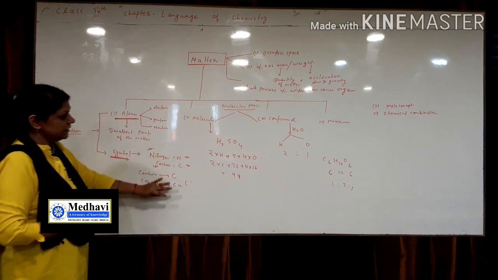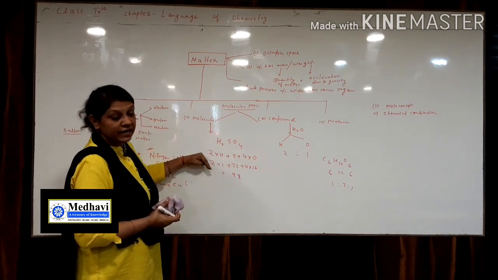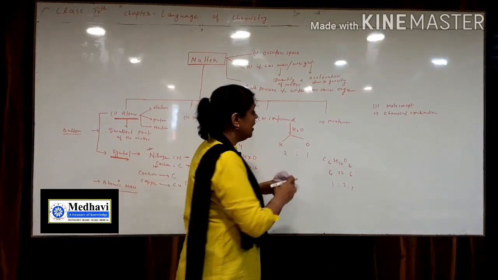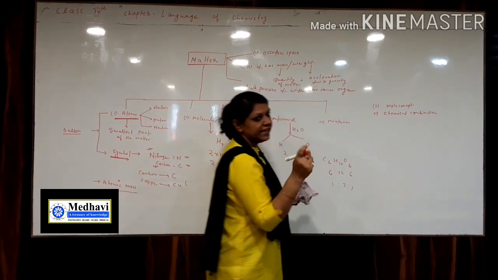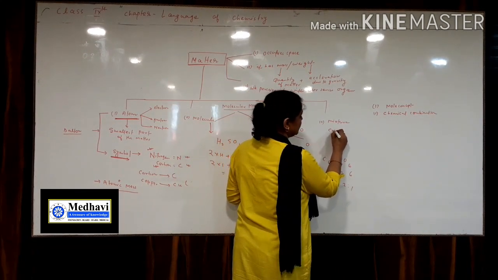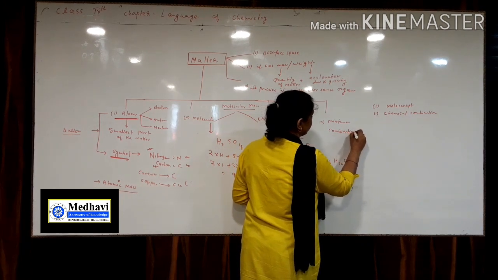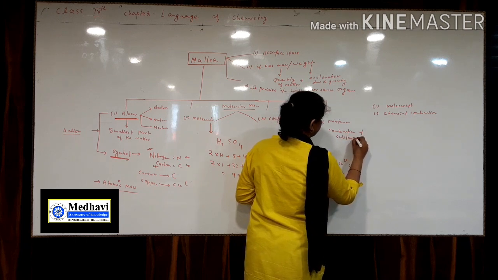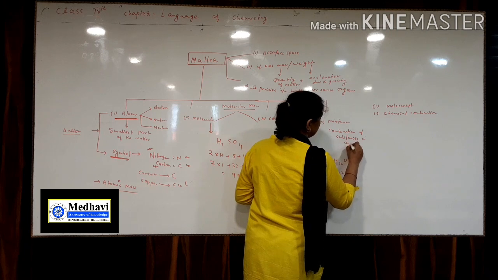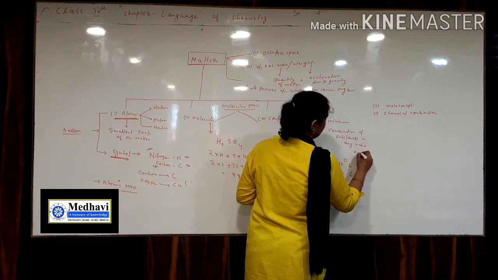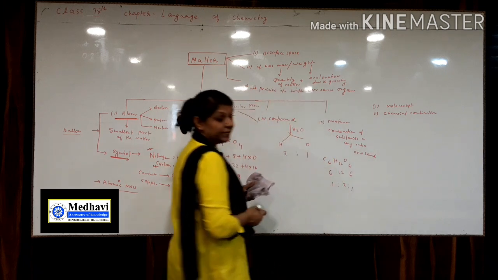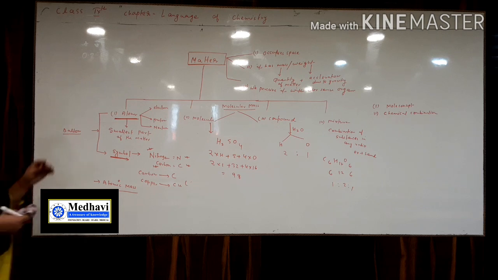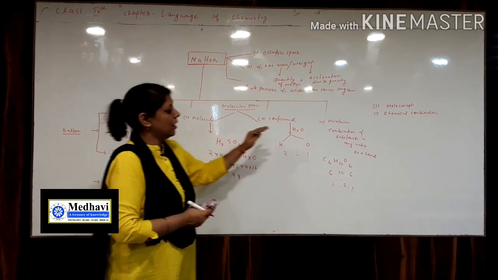Molecules, combination of two or more than two similar atoms. Compound is combination of two or more than two different atoms having a fixed ratio. Mixture is combination of substances in any ratio. It is not fixed. For example, we can use sand. It is a mixture.